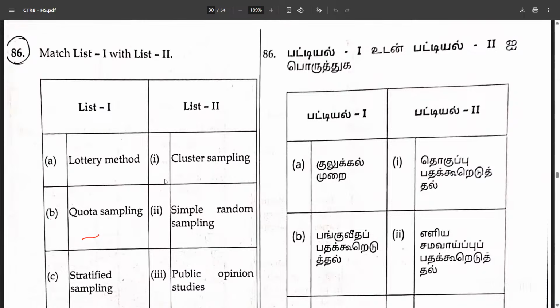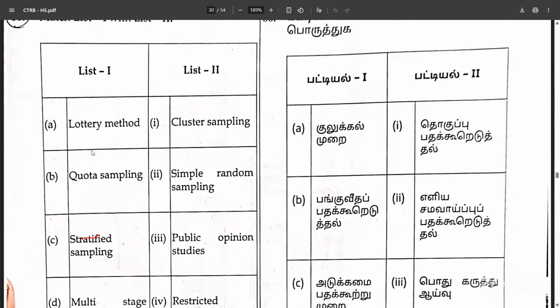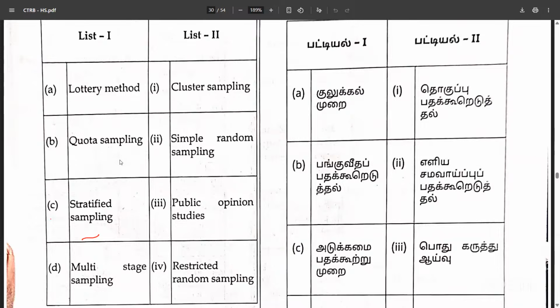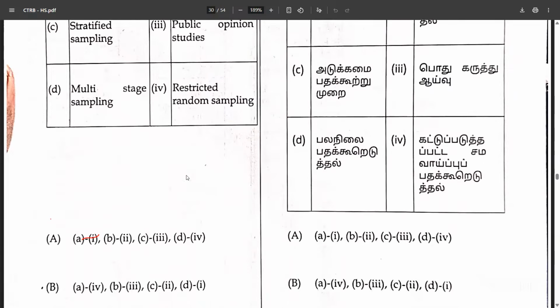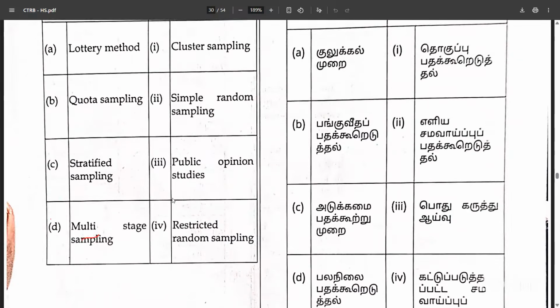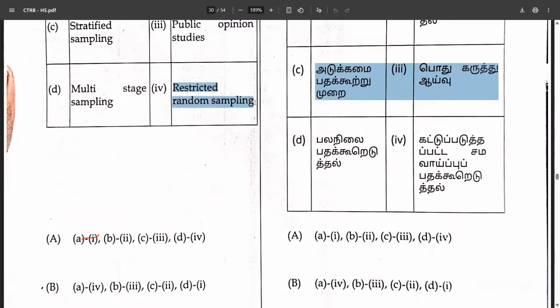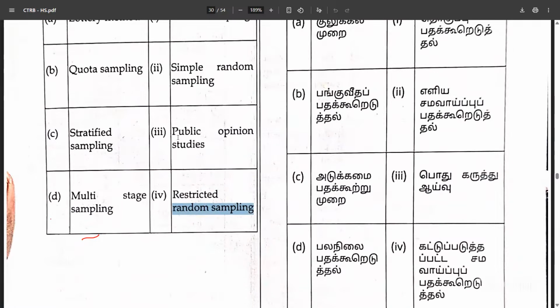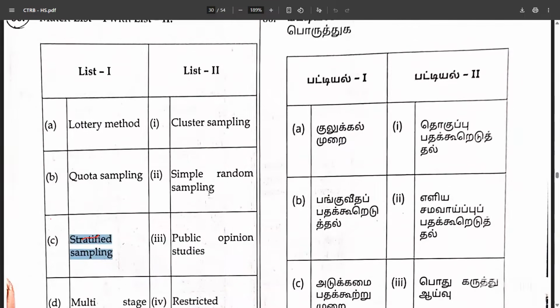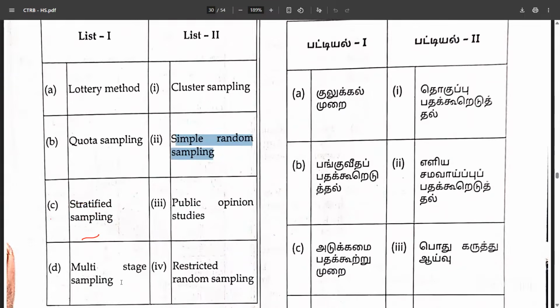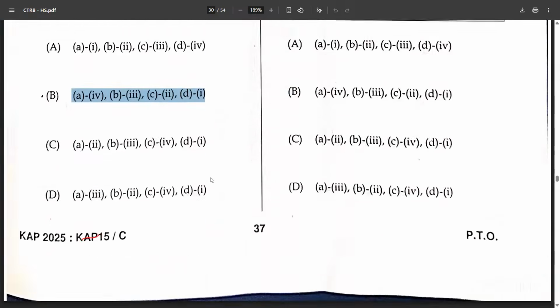86th question is a match type, where they have given the methods like lottery method, quota sampling, stratified sampling, multi-stage sampling, and you have to match it. So here the correct answer will be B. Lottery method is an example of random sampling. We have learned it from this, like the lottery system is random sampling. Then quota sampling will be public opinion study. Then stratified sampling will be matched with simple random sampling, and multi-stage sampling will be cluster sampling. Okay, so B will be the right answer.